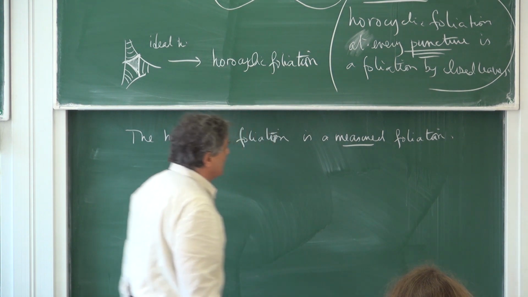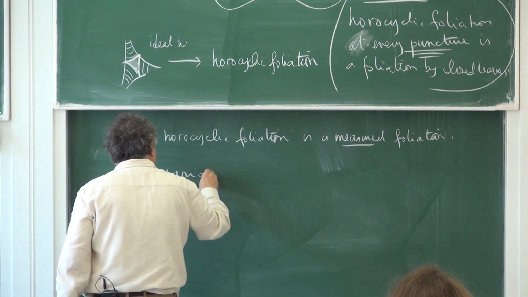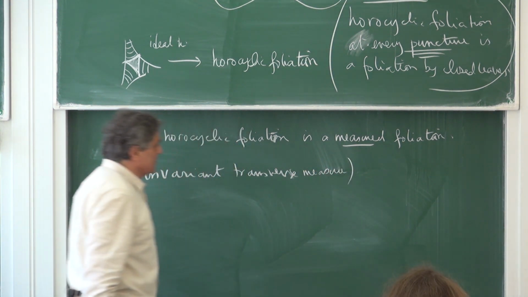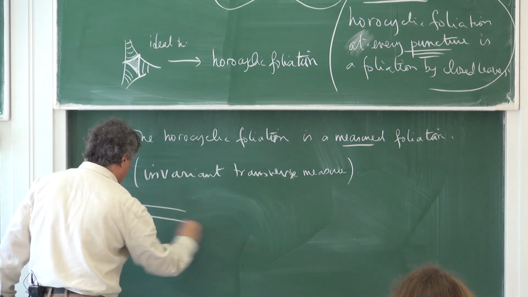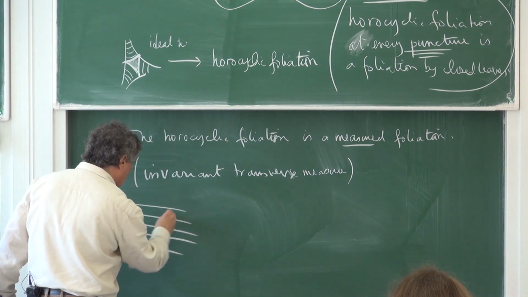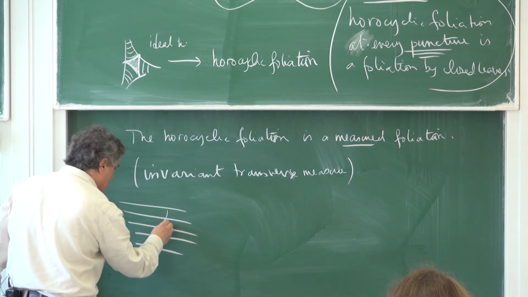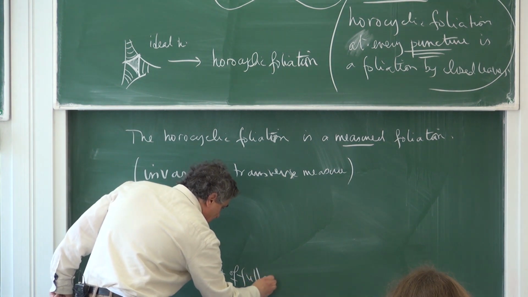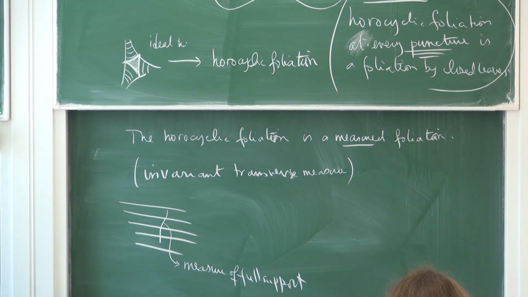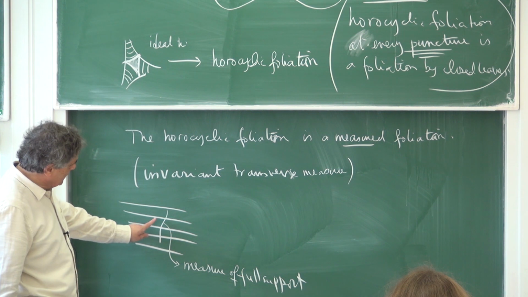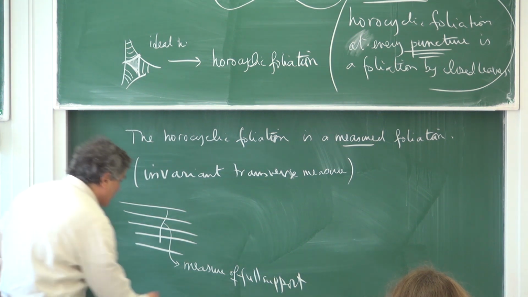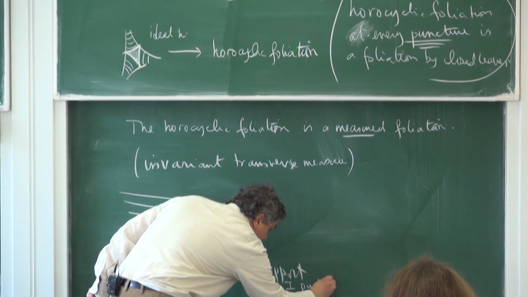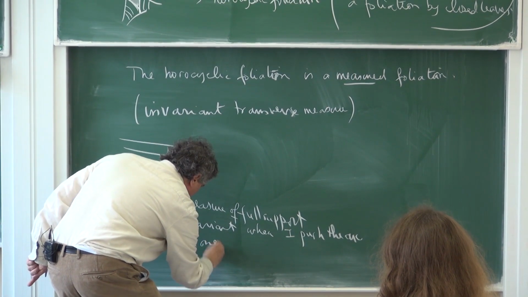That is, it has an invariant transverse measure, which means that each time I have an arc which is transverse to the leaves, I have a Lebesgue measure of full support on this arc. This is part of the definition of a measured foliation, and this measure on this arc is invariant when I push the arc along the leaves.